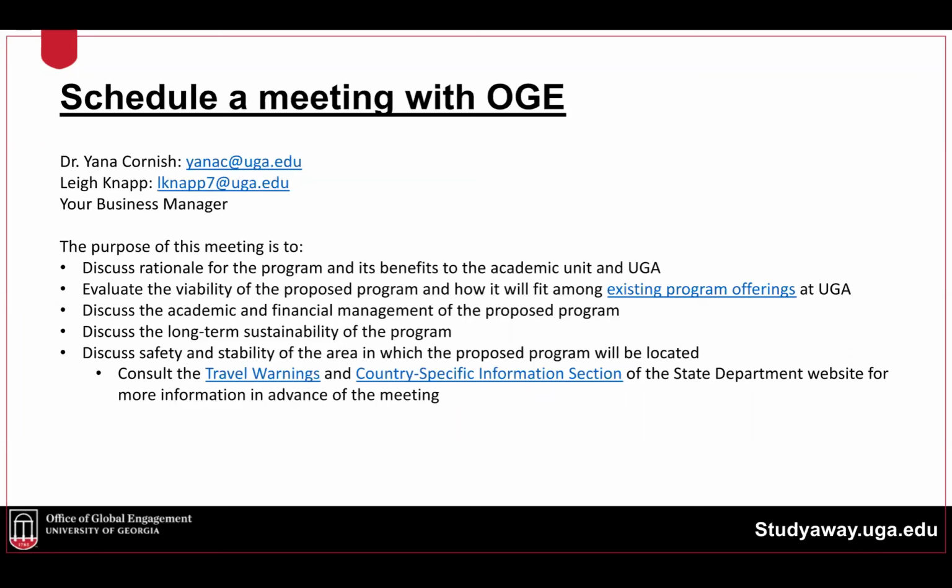And so this usually takes about an hour, and the purpose of this meeting is to discuss the rationale for the program and its benefits to the academic unit and to UGA. So that really goes back to some of the academic pieces that we'd be asking for in the form. Maybe answer any questions that the faculty or the staff have regarding any of the specific time constraints or how the credits go back to a particular unit, how it fits into a unit's larger strategic plan. All of that gets folded into this discussion.